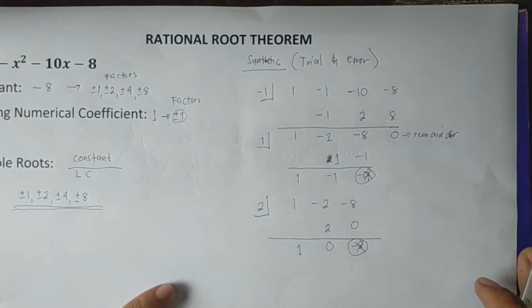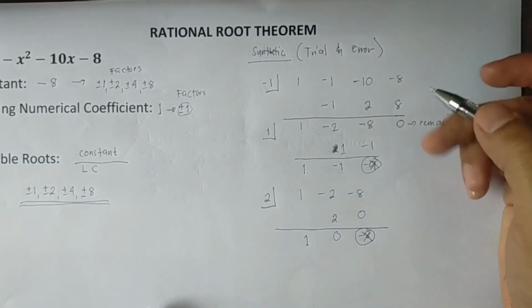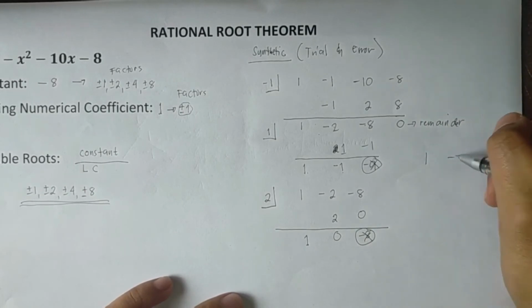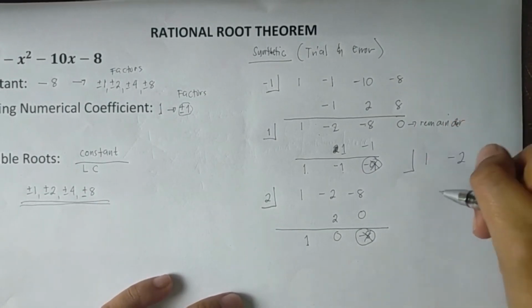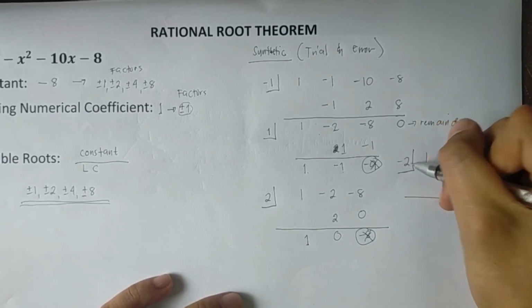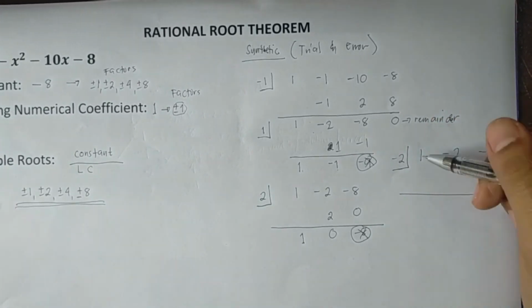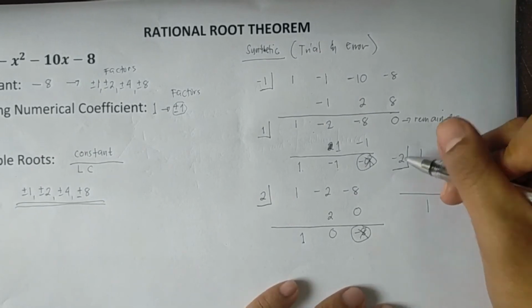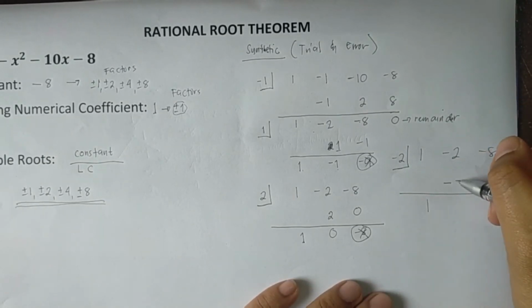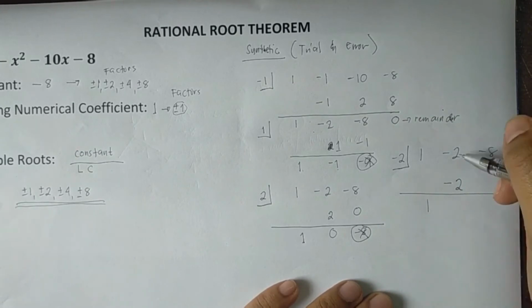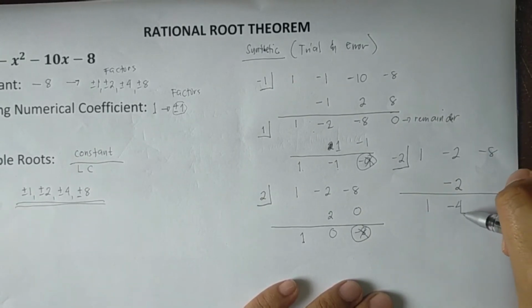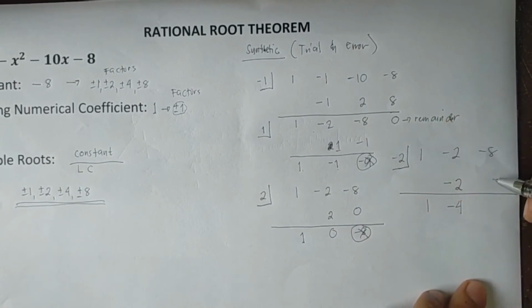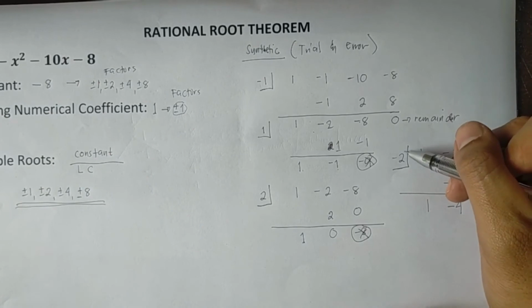Another number we have is negative 2. 1, negative 2, negative 8. So we have here negative 2. So 1, bring down 1. 1 times negative 2, that is negative 2. Negative 2 plus negative 2, negative 4. Negative 4 times negative 2, that is positive 8. Negative 8 plus 8, that is 0. So the remainder is 0. So we can say that negative 2 is one of the factors.